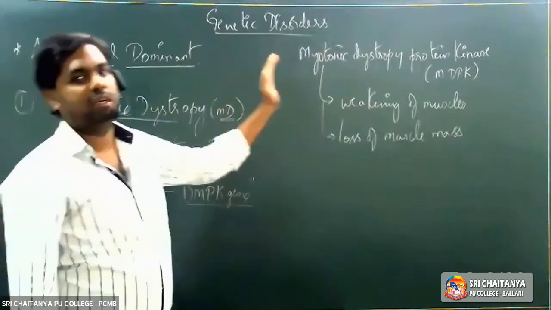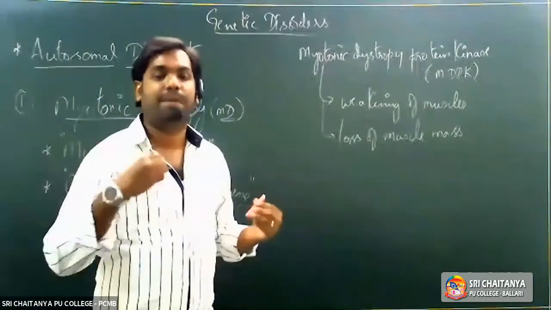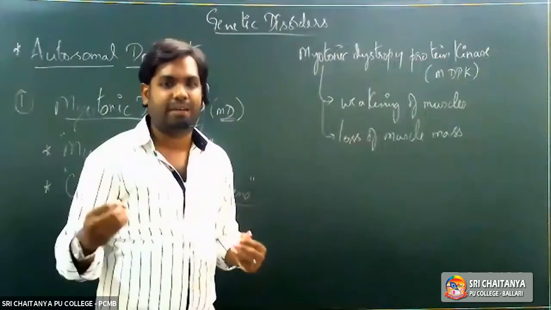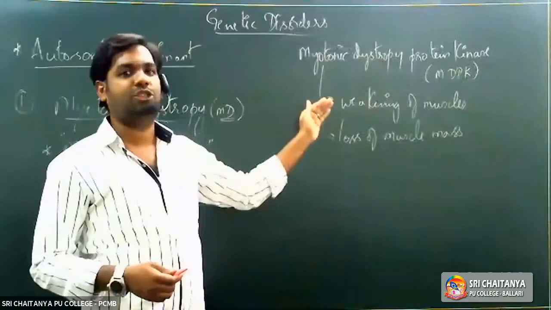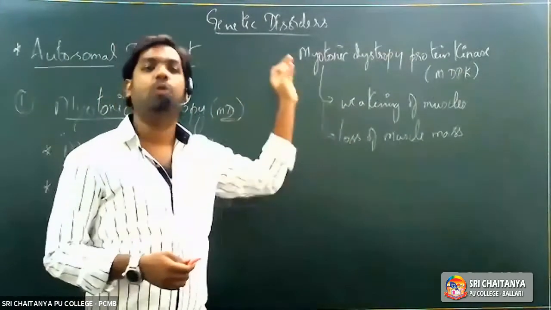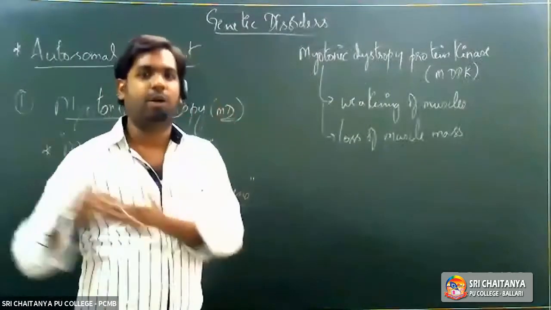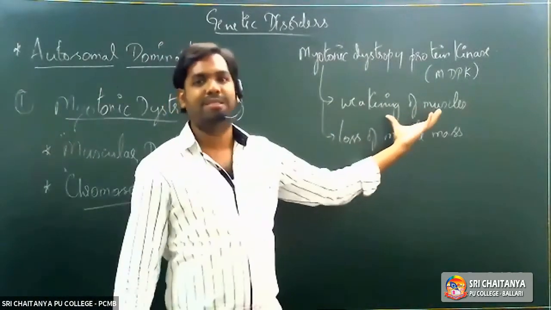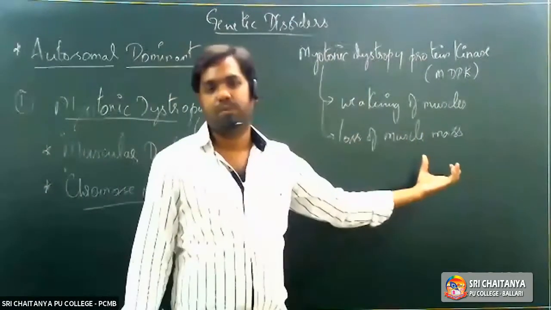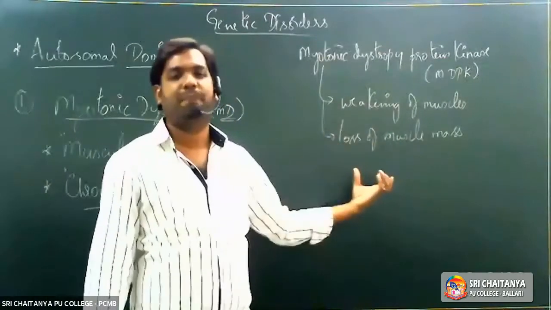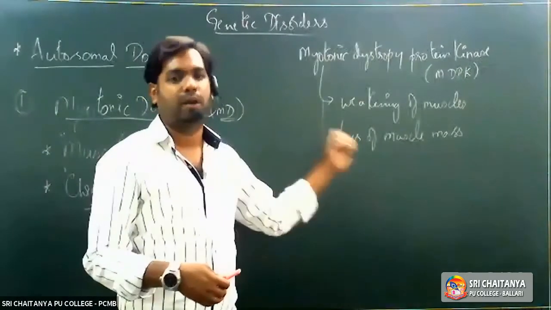This particular protein is not being formed, as a result of which the protein function, or rather the muscle function, is highly affected. In these conditions, the muscles are able to undergo contraction, but they are not able to relax. Since they are not able to relax, over a period of time there is weakening of muscles, and at the same time loss of muscle mass. So the proper muscle contraction does not happen, and the muscle itself will not function.